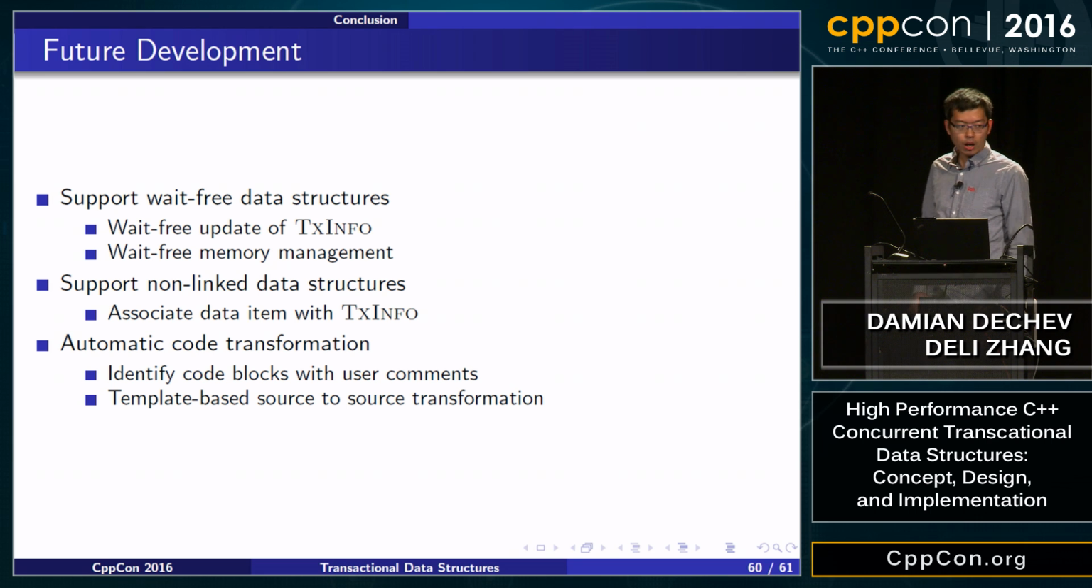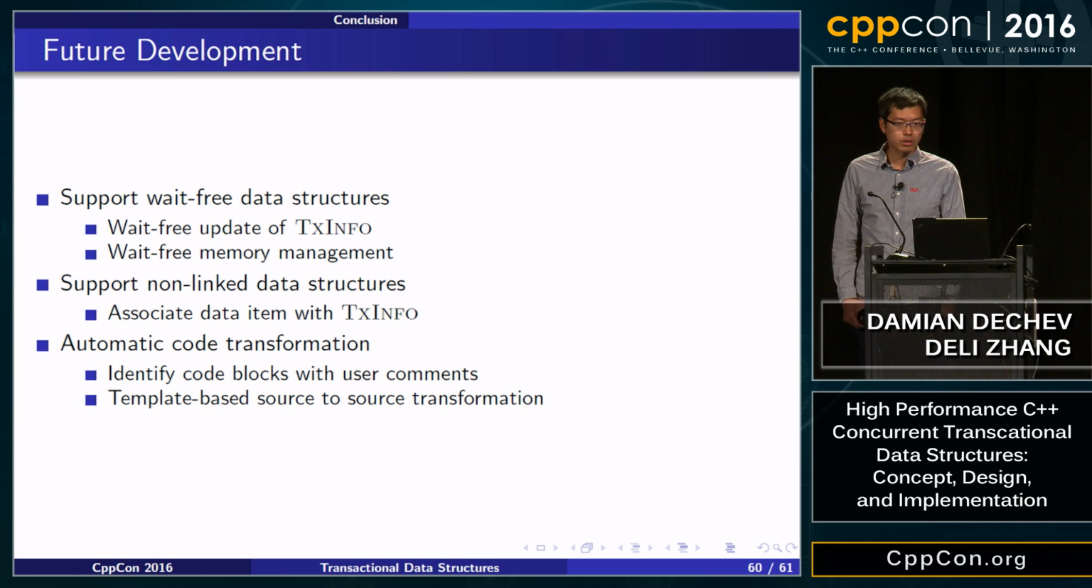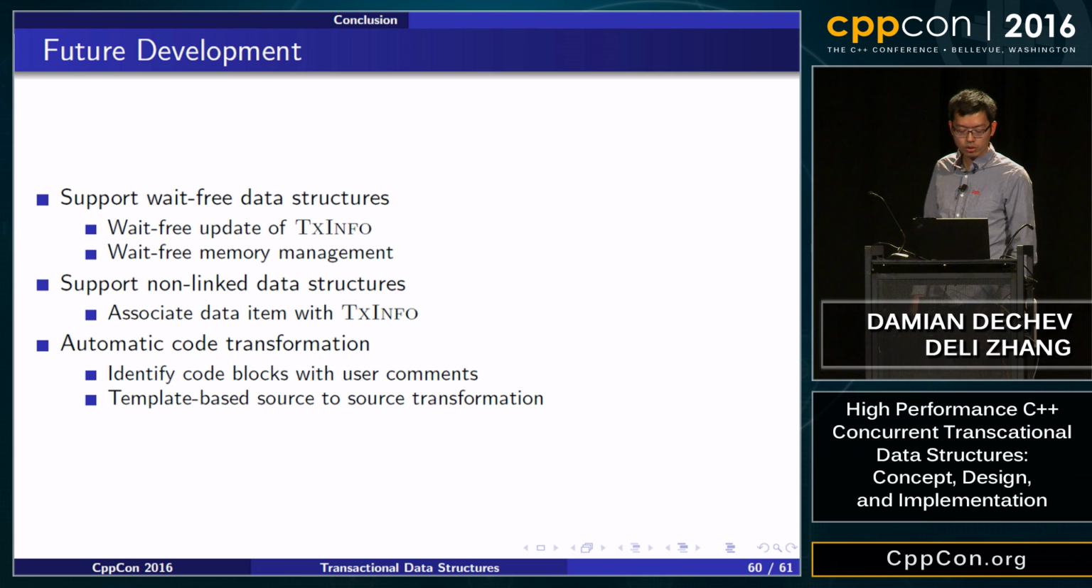Now, in the future, we plan to support wait-free data structures. The work to be done is to add a procedure to support wait-free updates on the node infrastructure and to have a wait-free memory management system. We plan to also support non-linked data structures, but for this we have to associate the node infrastructure with each data item. And maybe we can also do automatic code transformation: from an existing lock-free data structure, just apply a transformation, allow the user to identify the code blocks, and we will give the transactional data structure as an end result.